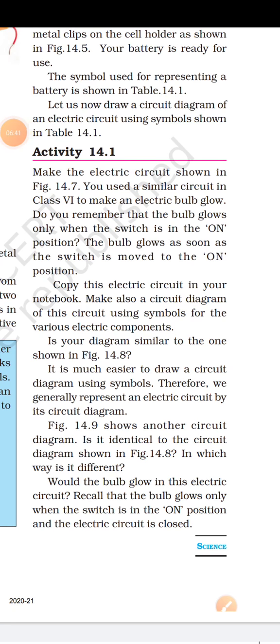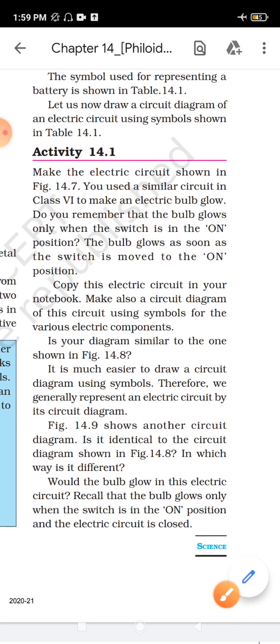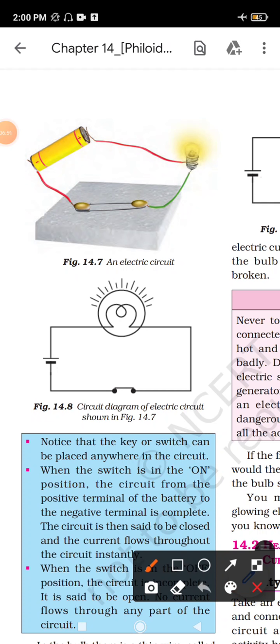So now we are going to understand what is given in activity 14.1. In this activity, you have to make an electric circuit, as you can see in figure 14.7. This is the switch, which is in the on position. That is why the bulb is glowing.